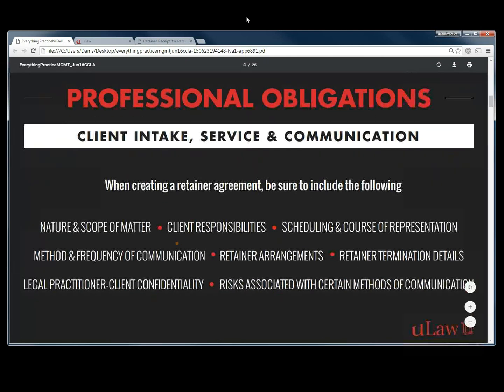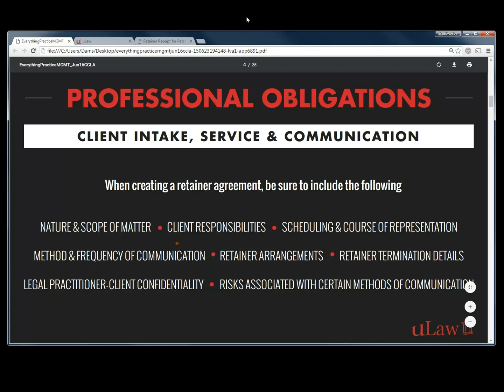When you create a retainer agreement, what are some of the details that you actually need to include? The first and most important thing is the nature and scope. You have to define what work you will be doing, clearly indicate your responsibilities, and also clearly indicate the client's responsibilities, so that there's a very clear understanding between the 2 parties on what is actually going to be done. A schedule and course of representation, how it's going to be done, what the key dates are, and what the client needs to do need to be clearly mentioned. Method and frequency of communication needs to be mentioned.